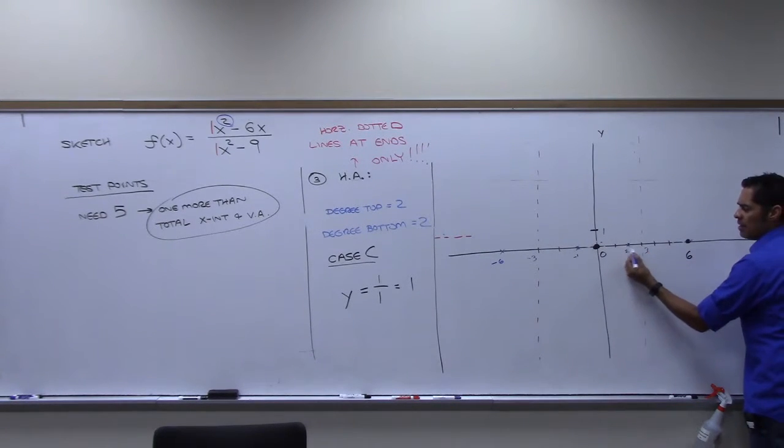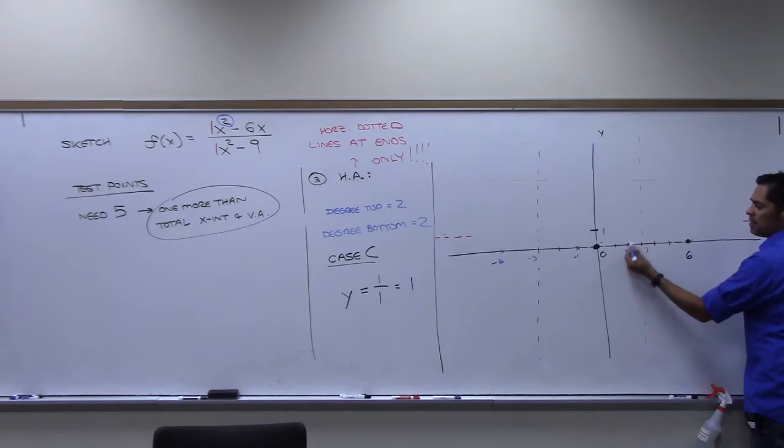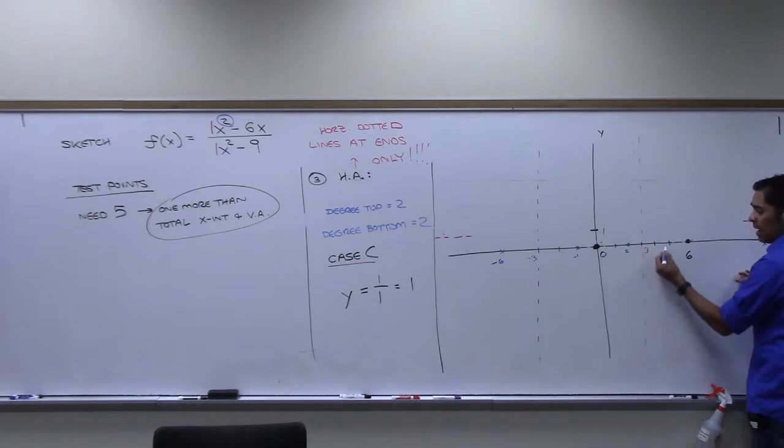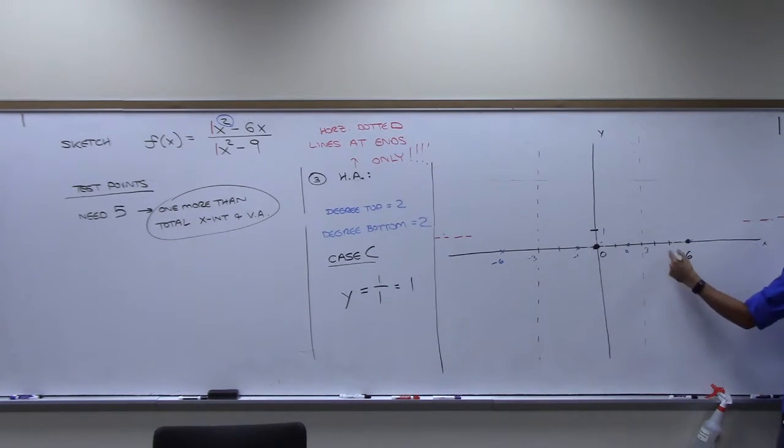So look at the next one, 3. Do I have something to the left? Yes. Do I have something to the right? What do you want? 5. Okay, then go to the last piece here, last x-intercept, 6. Do we have something to the left? Yes. Do we have something to the right? No. So give me something over here. 8. There they are. 5 test points.